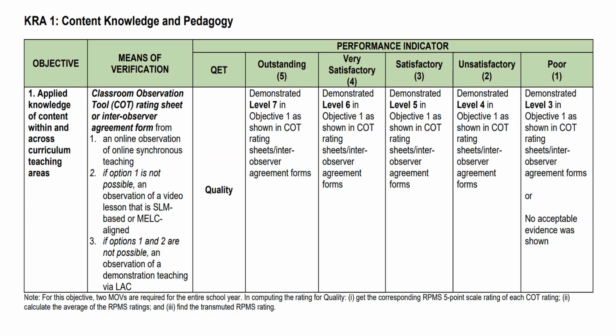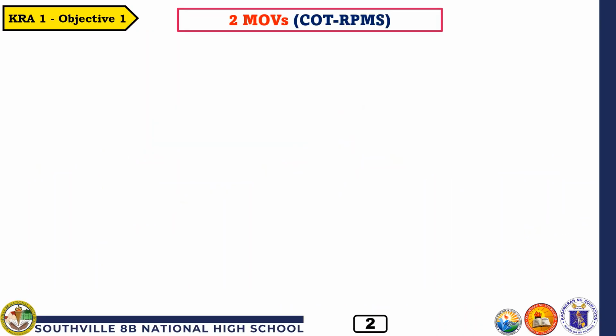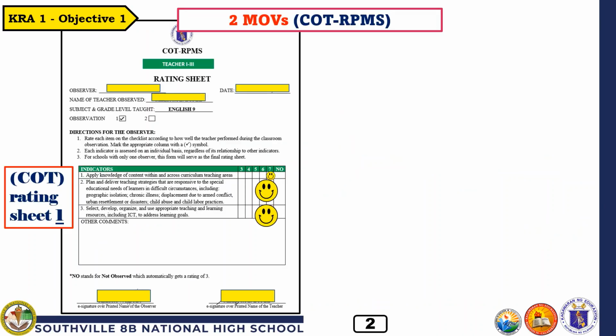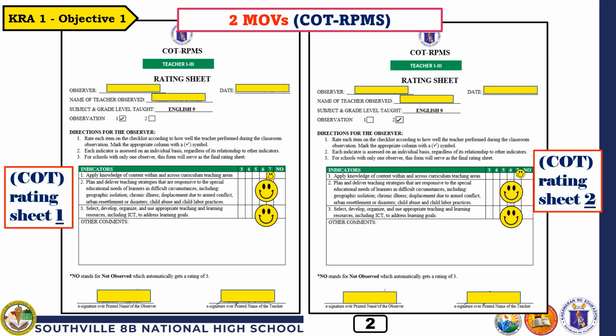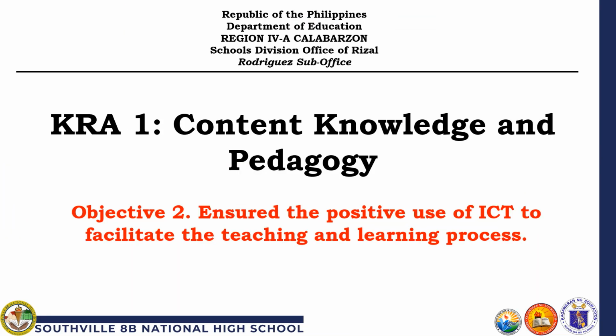For Objective 1, we need 2 COT rating sheets or Inter-Observer Agreement Forms. COT Rating Sheet 1, COT Rating Sheet 2. Objective 1 in both COTs are highlighted. Next is KRA1 Objective 2.